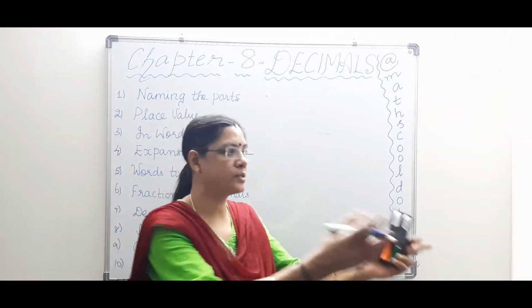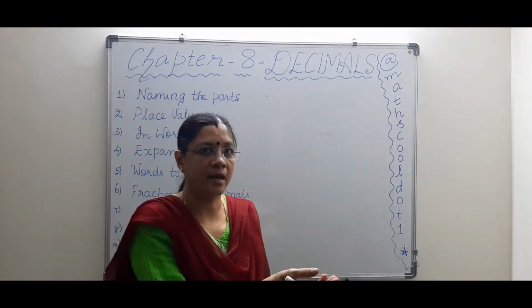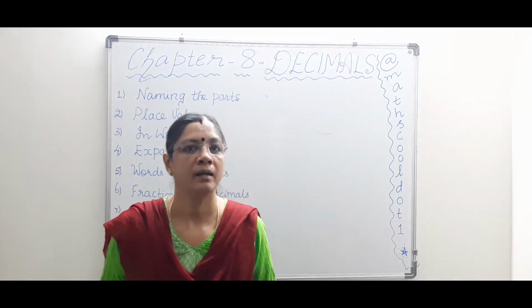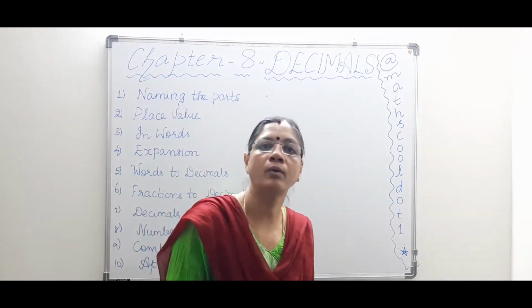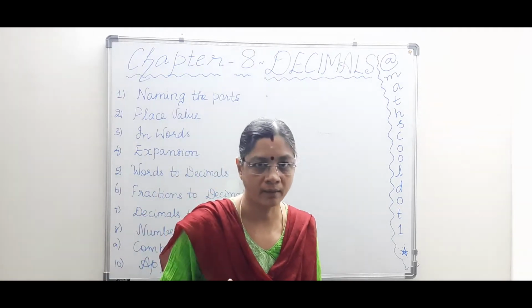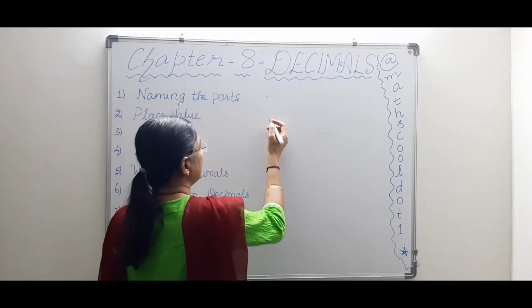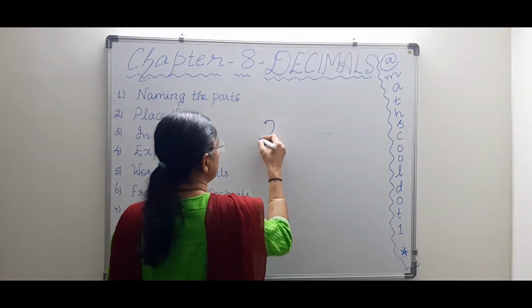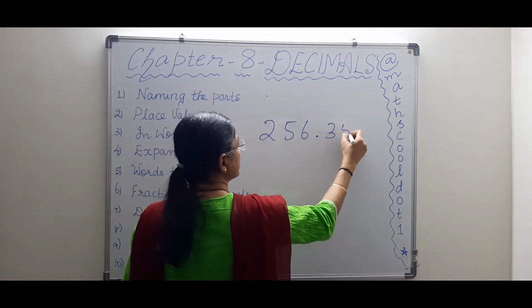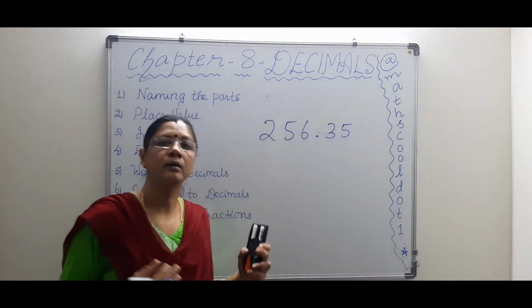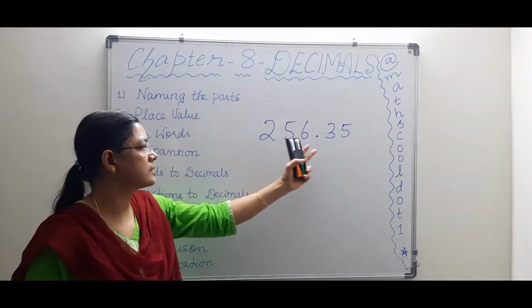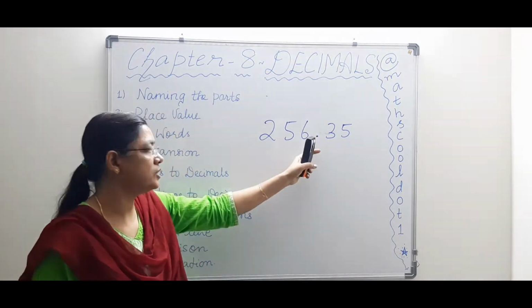Like when we introduce some person, we say this is his name, he lives in this place, like that we introduce, isn't it? So like that I would like to introduce decimals to you by naming its parts. I will write, see, 256.35. This is how a decimal number looks like. There is a point here.